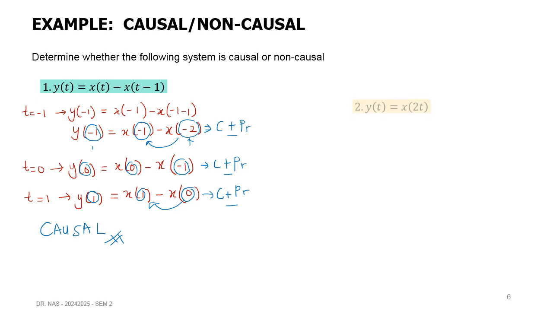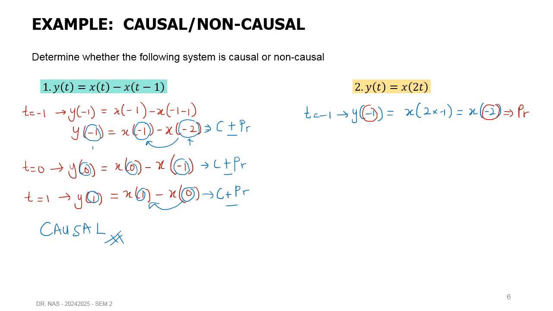Okay, let's look at the next example. y(t) equals x(2t). Again, let's try three different t values. Start with t equal to -1. So what happened to your y? y(-1) equals x(2 times -1), so it's equal to x(-2). Then compare the states. The current state is -1, and here you have -2, so this is the previous state.